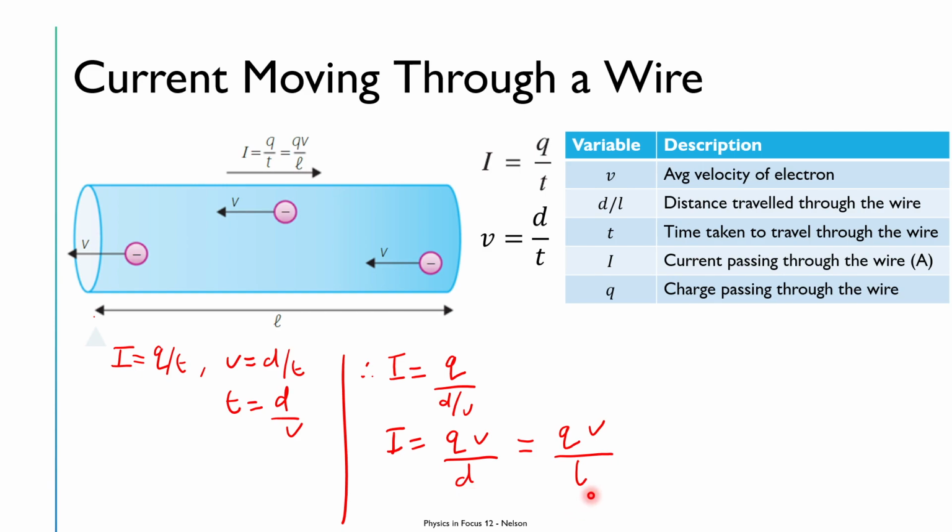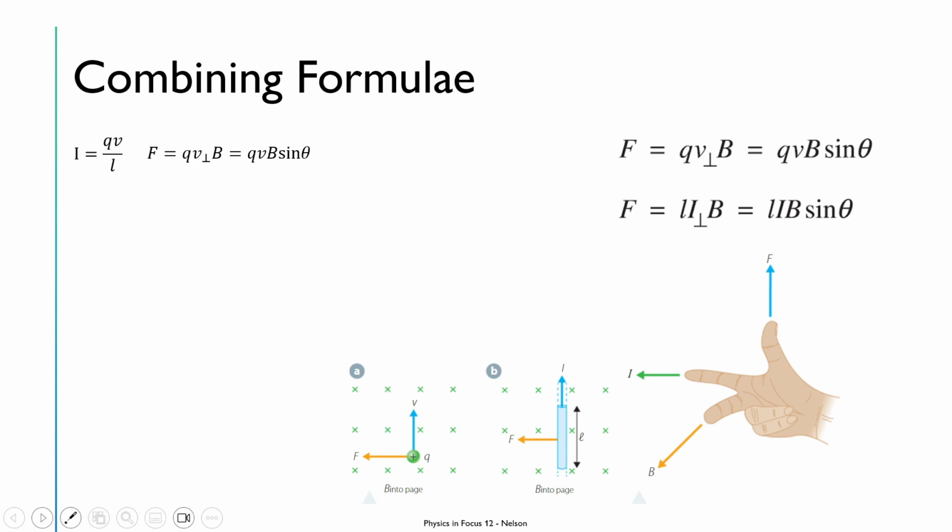A lot of the time when we start talking about wires and current carrying conductors, we usually substitute D out in place of L. And that, I guess, represents the length of the wire or the distance which electrons are traveling through a wire. So we know that I is equal to QV on L, and we also know that force is equal to QV perpendicular times B, or QVB sine theta.